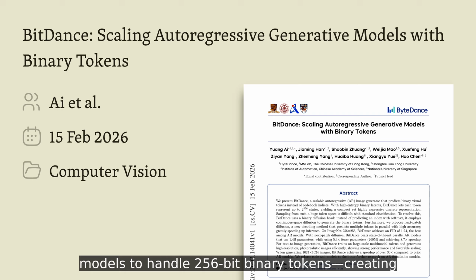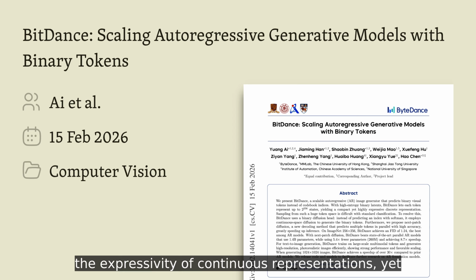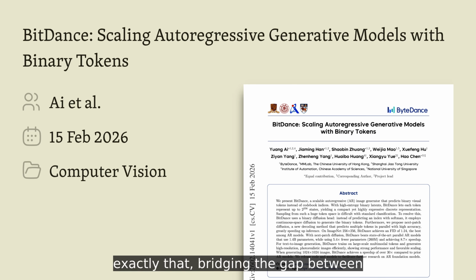What if we could push autoregressive models to handle 256-bit binary tokens, creating a vocabulary so vast it rivals the expressivity of continuous representations, yet remains discrete and controllable? BitDance does exactly that, bridging the gap between discrete autoregressive generation and the fidelity of continuous diffusion models.